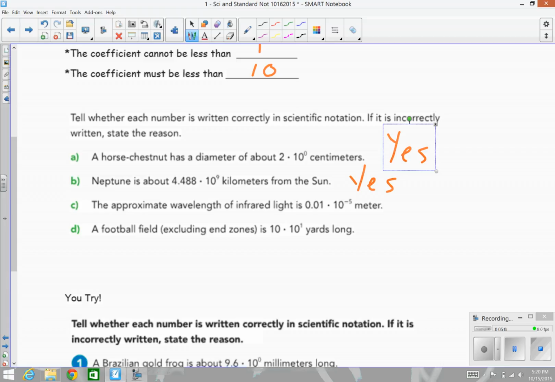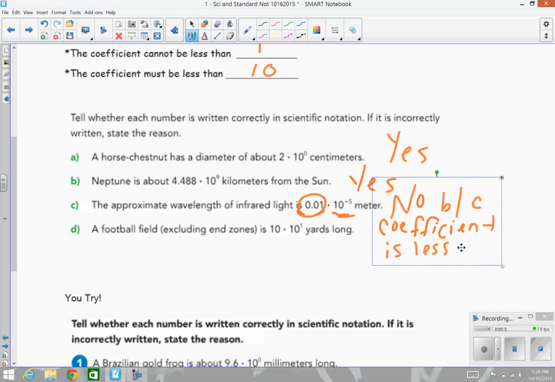Next one, the approximate wavelength of infrared light is 0.01 times 10 to the negative 5. The 10 to the negative 5 is okay, but it's this value here that's less than 1, and we can't have this. So this is a no because the coefficient is less than 1.